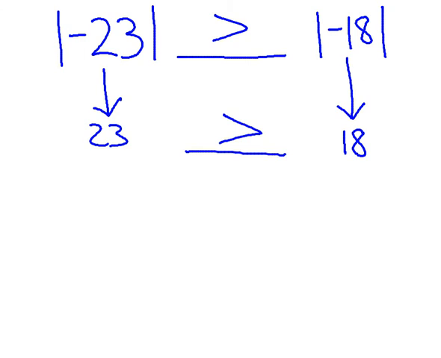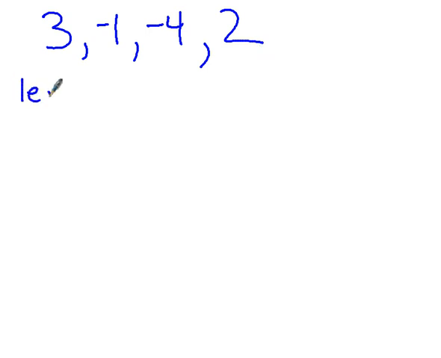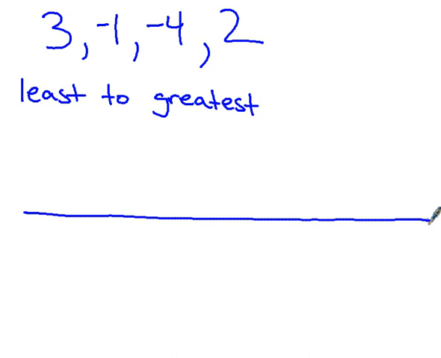Now let's look at putting them in order. So let's say we want to put the numbers 3, negative 1, negative 4, and 2 in order from least to greatest. What I can do, I can draw a number line, which would look just like that.